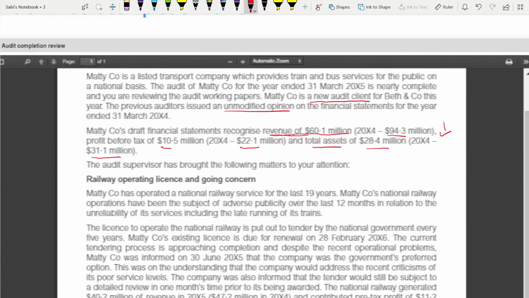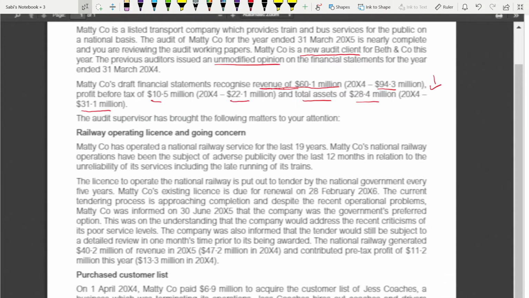When you're answering the requirements, you have to answer them in the following order. So these are the three issues. Number one, railway operating license and going concern.